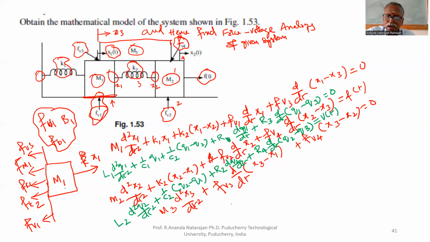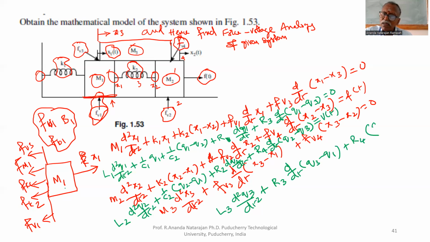Here we can write for the third equation: L3 d square q3 upon dt square plus Fv3, which is R3 d upon dt of (q3 minus q1), plus R4. R4 we already wrote, we have reversed that: d upon dt of (q3 minus q2) equal to 0.